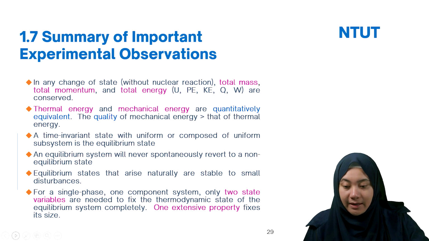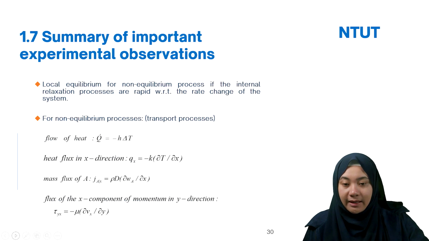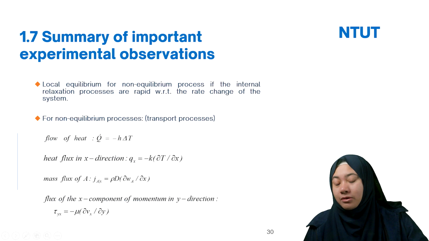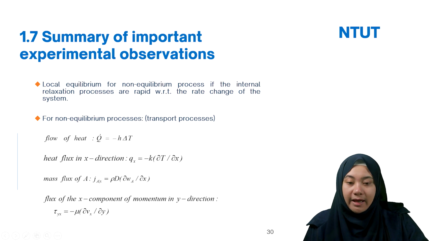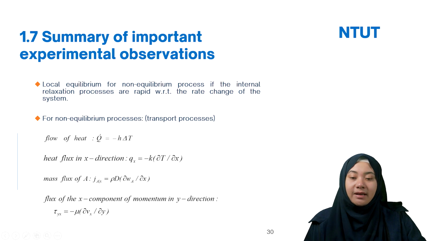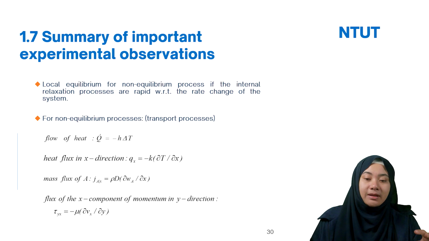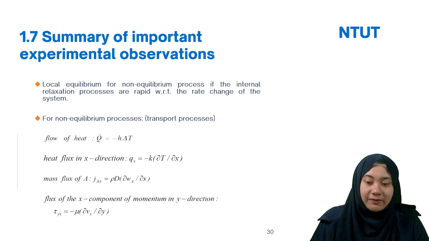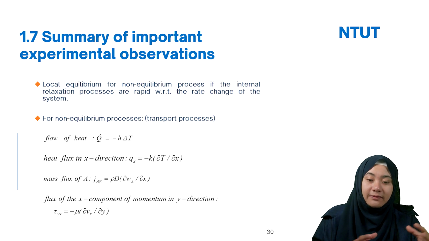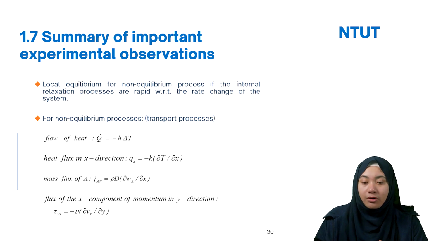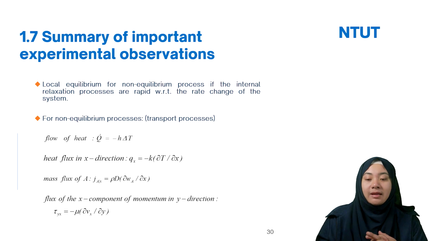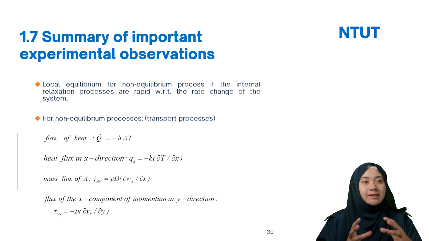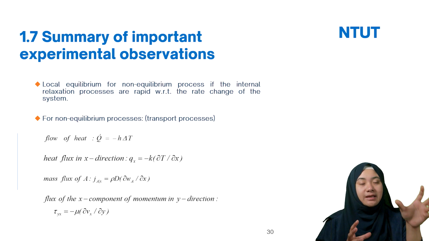In this case, we summarize our important experiments, and there is also the local equilibrium for non-equilibrium processes. If the internal relaxation is rapid with respect to the rate of change of the system, so the system changes very slowly, it is like a local equilibrium. For non-equilibrium, of course, you will have transfer processes, where the transfer rate equals driving force divided by resistance.